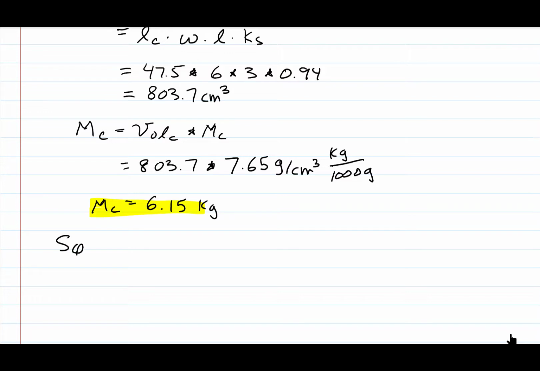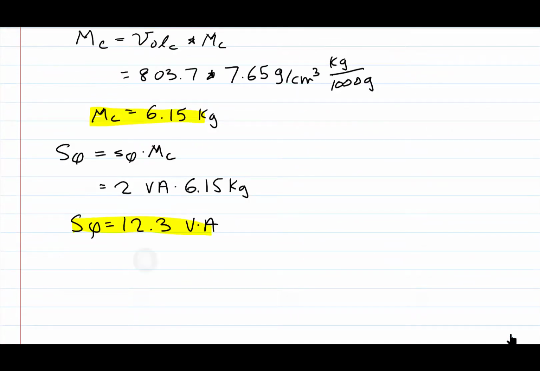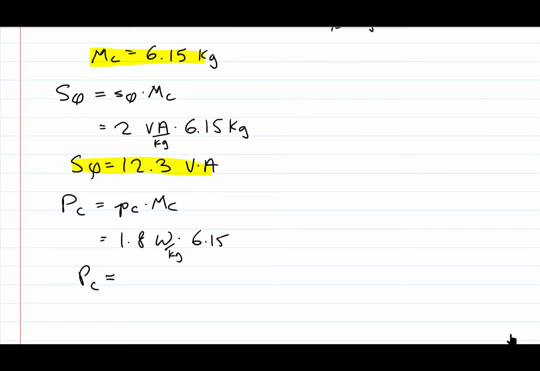And now that we have this, we can quite easily find our excitation volt-amperes. That's going to be this little s sub v times the mass of the core that we found earlier. Recall it was 2 volt-amperes per kilogram times the mass, 6.15 kilograms. And so our excitation volt-amperes is 12.3 volt-amperes. And our core loss, 1.8 watts per kilogram, so our core loss is 11.07 watts.